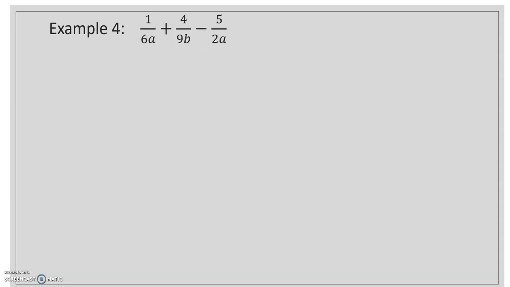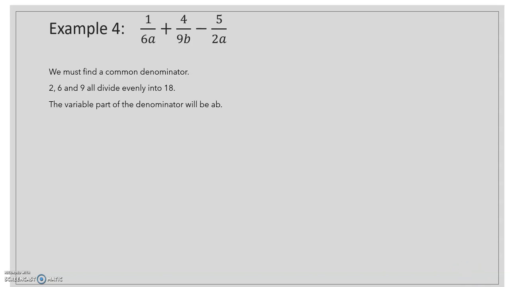Example 4. 1 over 6a plus 4 over 9b minus 5 over 2a. We must find a common denominator. 6, 2, and 9 all divide evenly into 18. The variable part of the denominator will be a, b. We're going to multiply each fraction by something different. The first fraction we're multiplying by 3b over 3b. The second fraction we have to multiply by 2a over 2a. And the third fraction we have to multiply by 9b over 9b.